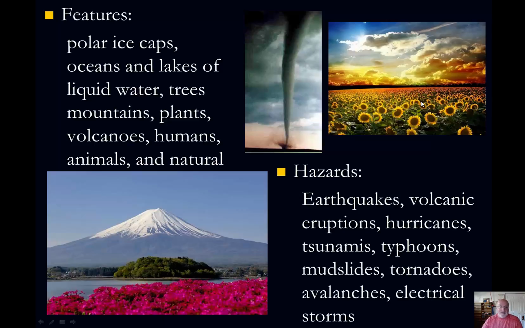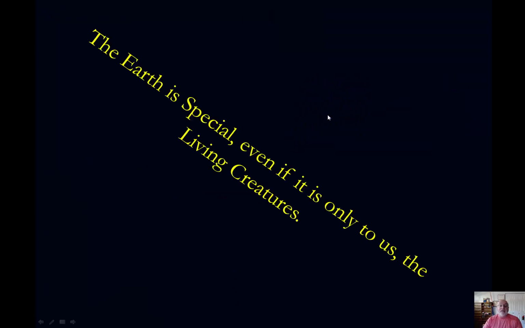So with our atmosphere, we do have lots of other things. And with our Earth, we have lots of other things that actually do cause problems and hamper us in lots of different ways. But we do have very special things to make this planet special. So the Earth is special, even if it's only for us living creatures.